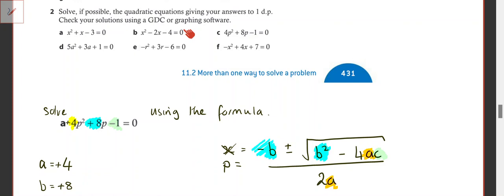Now, if the answer says "if possible," what does that suggest? Not probably, but sometimes one of them might not be possible. So I'd be interested to see how you will know if it's not possible or not. So I'm going to get you to work on these ones, please.